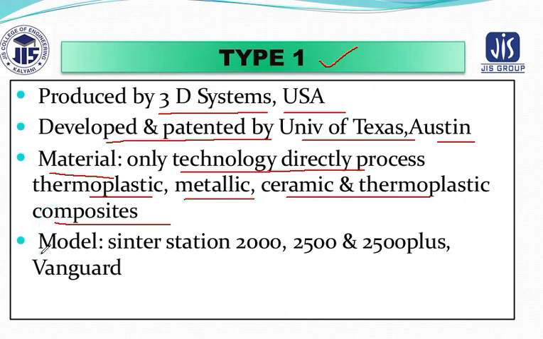Now which models have they preferred? That is SinterStation 2000, 2500 and 2500 plus Vanguard. So these are the models they prefer to perform the type 1 selective laser sintering process. It was developed by 3D Systems in the USA and further developed and patented by the University of Texas in Austin, and the materials they have preferred are thermoplastic, metallic, ceramic, plastic and thermoplastic composite.